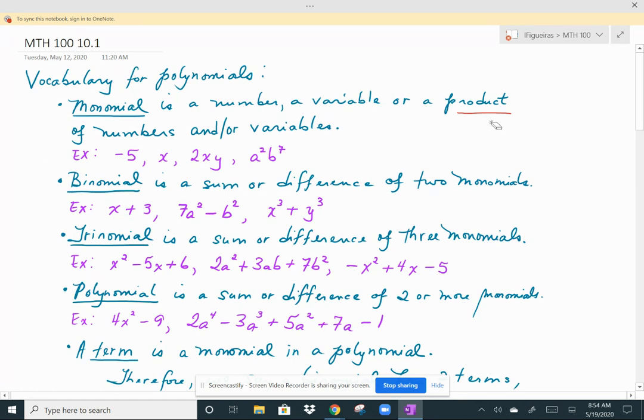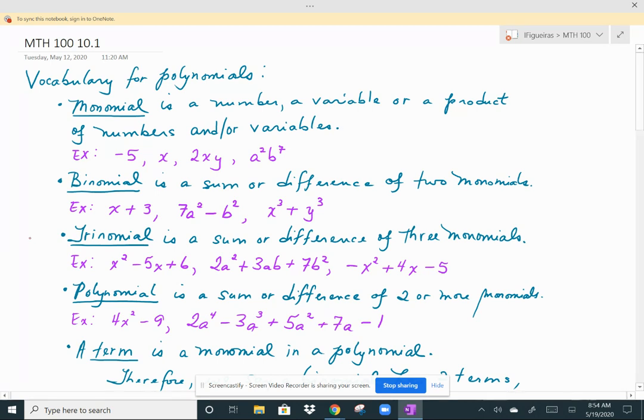A binomial would be the sum or difference of two monomials. So you should have either a plus or a minus sign between expressions like the ones we talked about above. So x plus 3 is an example, 7a squared minus b squared is an example, and x cubed plus y cubed is an example. So again, bi means two, so the sum or difference of two monomials.